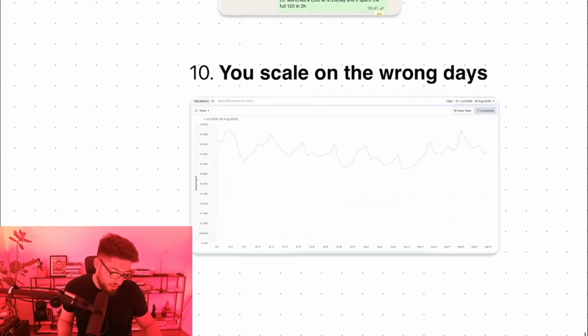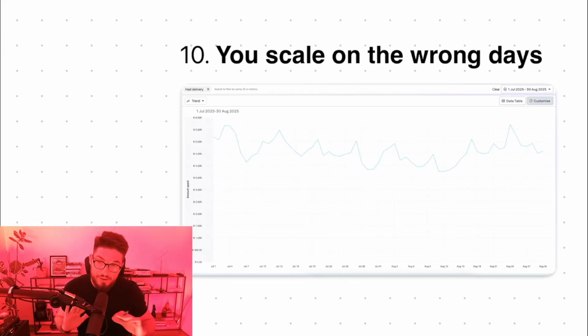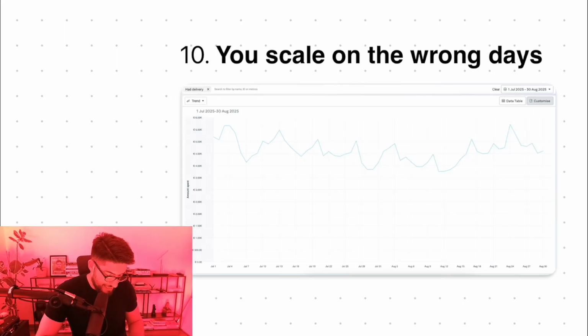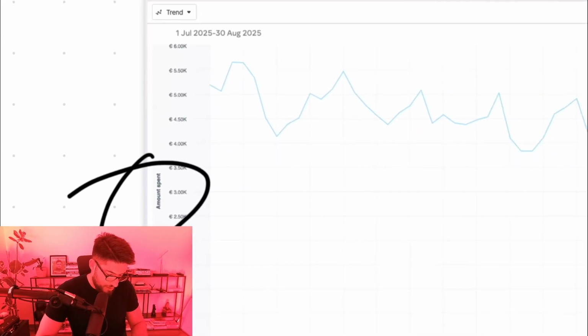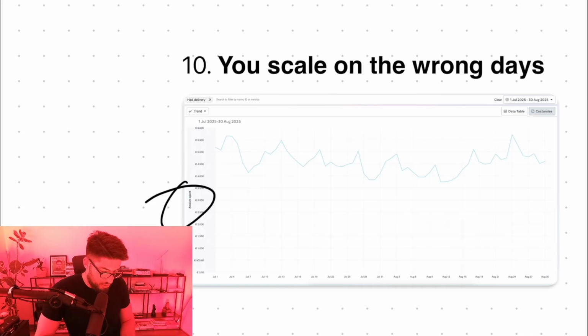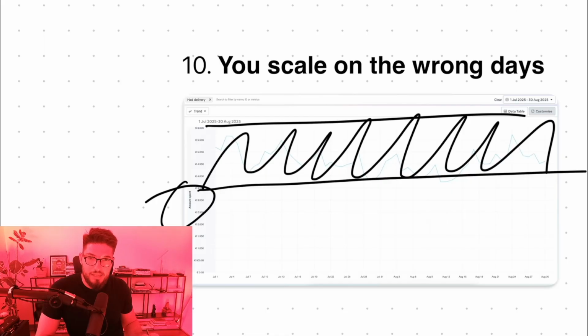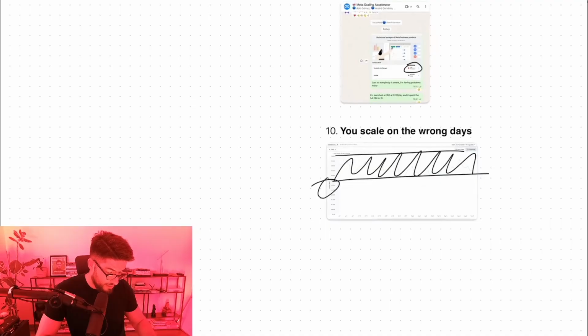And the last one, my favorite: you scale on the wrong days. If you look at this, I never spend flat. This is the last 2 months, July and August. There's not a single day that I spend the same. The amount spent is dancing from more or less 6K to 3K. 6K to 3K, I'm dancing there. And this is not random. This is on purpose, and I will show it to you in the next exercise, in the next point.